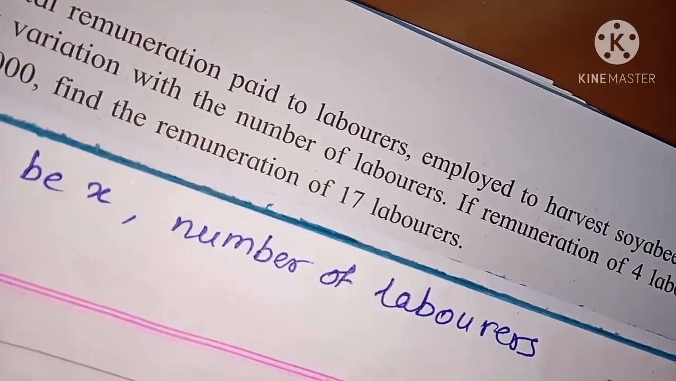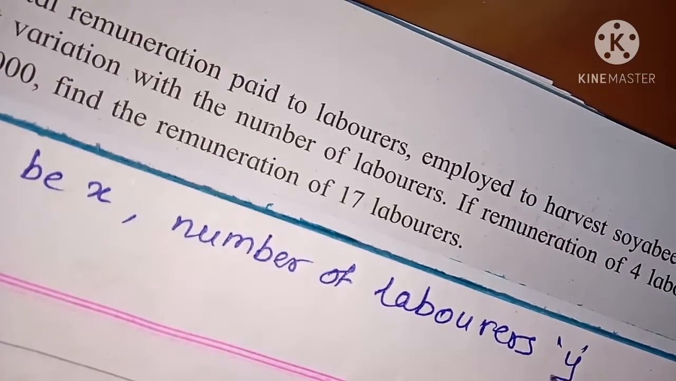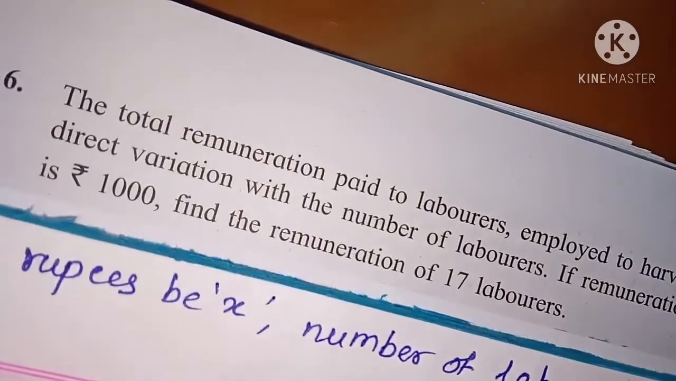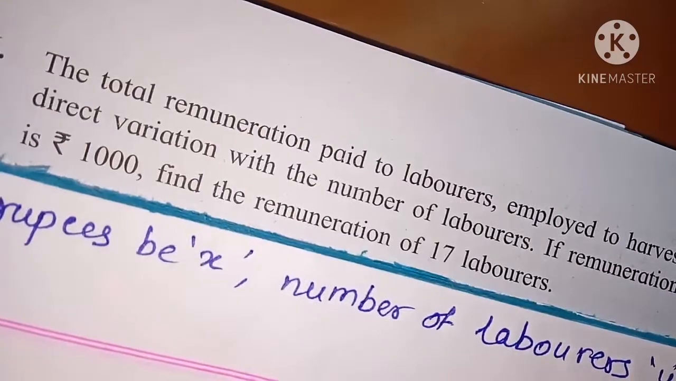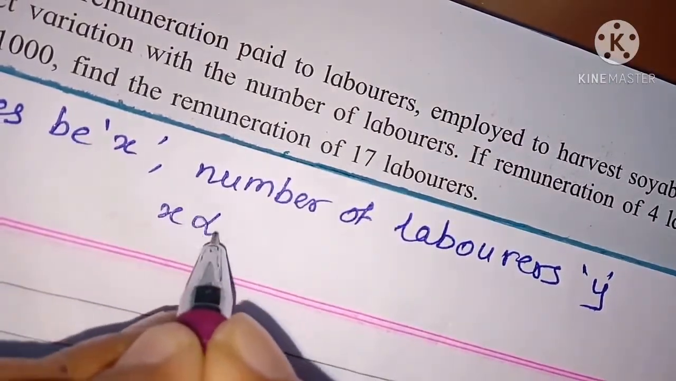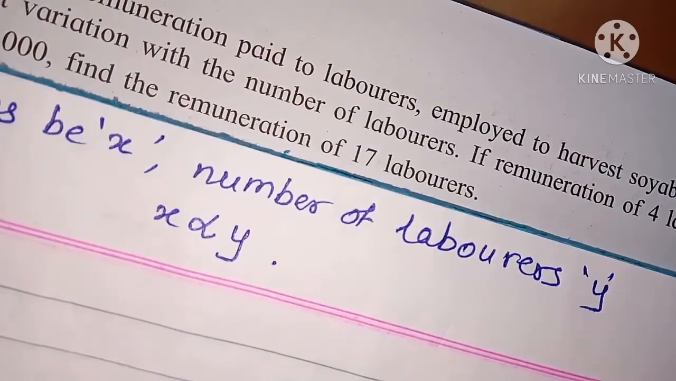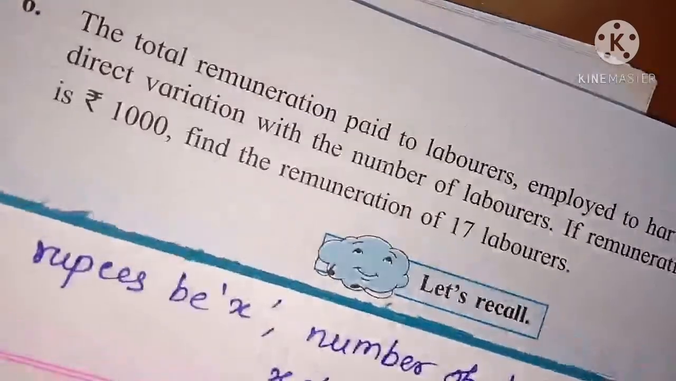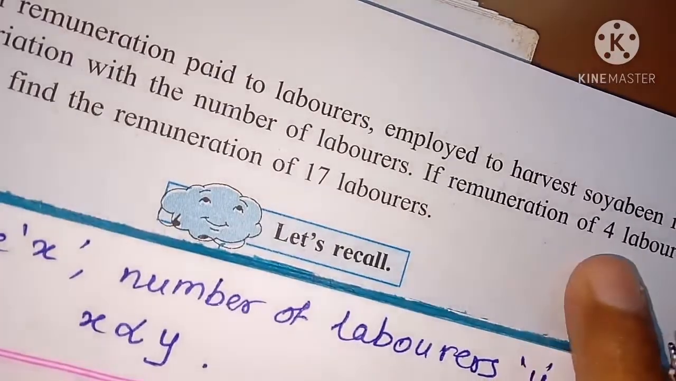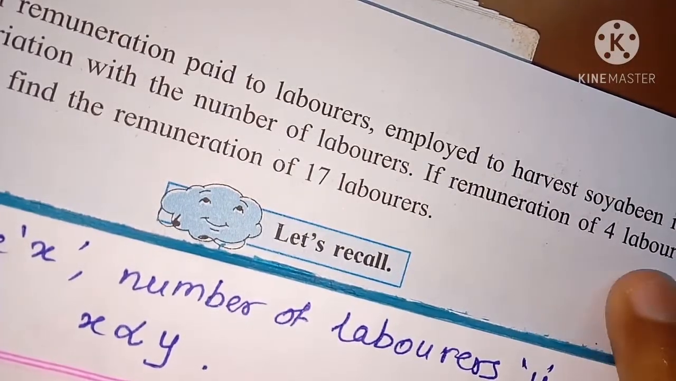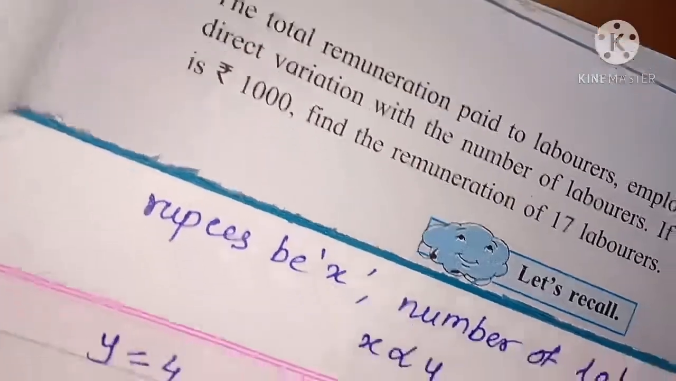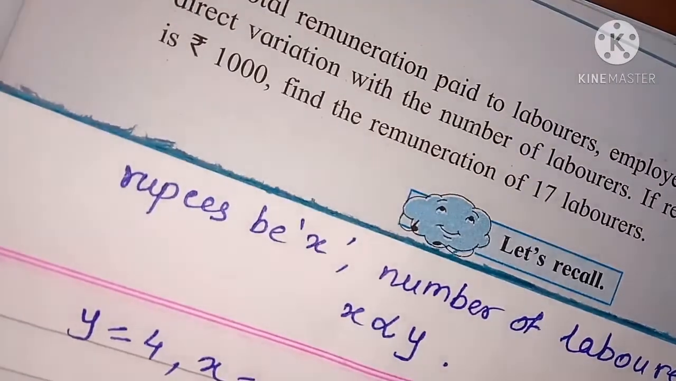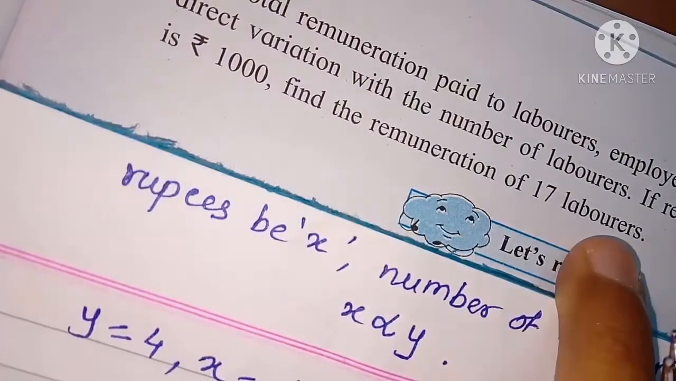So see, laborers are there for harvesting soya bean. So total rupees paid, let's say x, and number of laborers, y. Here it is given that rupees are directly proportional to the laborers. So x is directly proportional to the laborers. So here given the values, if remuneration of 4 laborers, so laborers means y is equal to 4 and x is equal to 1000 rupees.